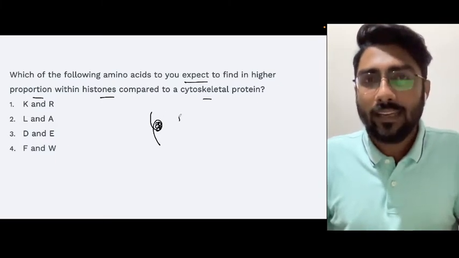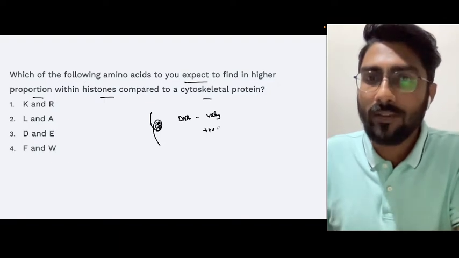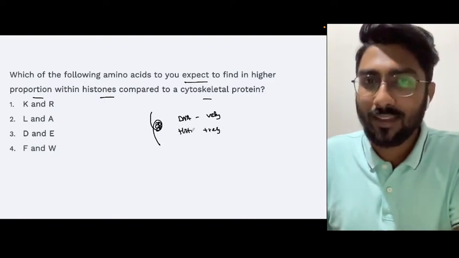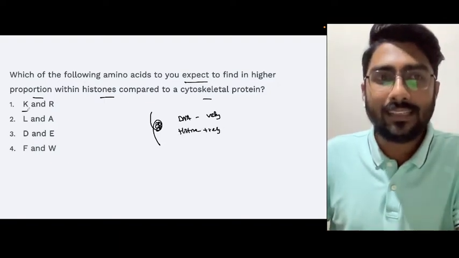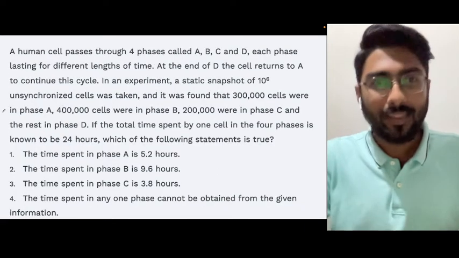So DNA is negatively charged, so we need a positively charged amino acid because histone is a protein, right? So here lysine and arginine are going to help in the formation of the histones.